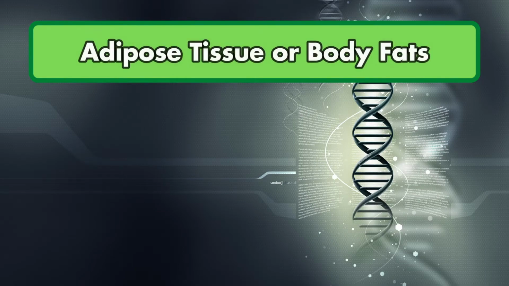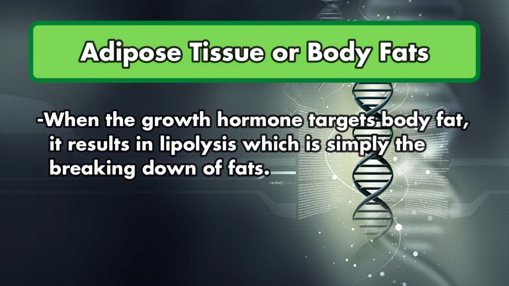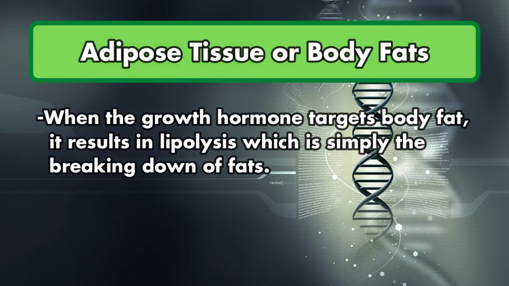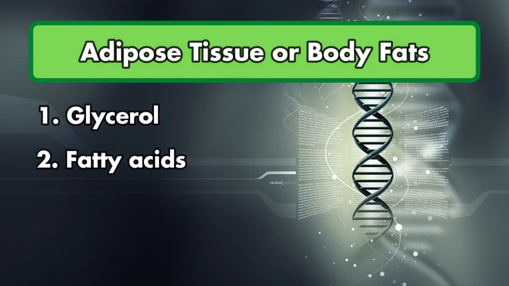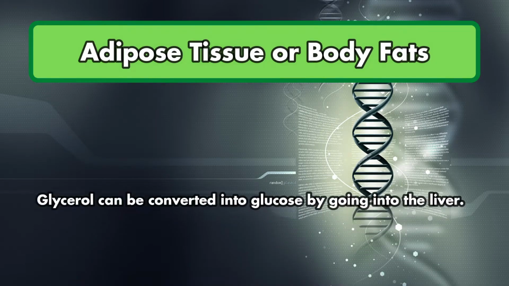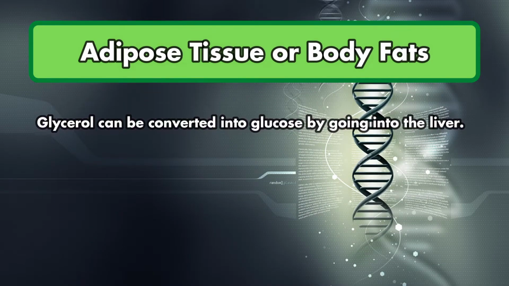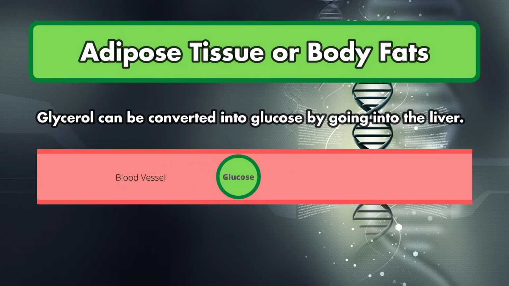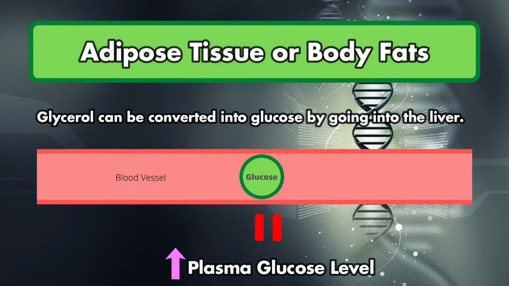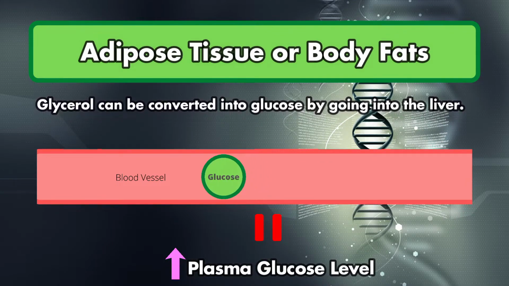When this happens, it results in lipolysis. Two products of lipolysis include glycerol and fatty acids. The glycerol can be converted into glucose by going into the liver, and then that glucose from the liver will be able to go into circulation. This will result in a higher concentration of glucose in the body's circulation.